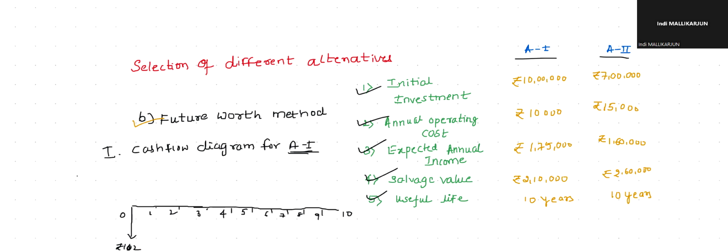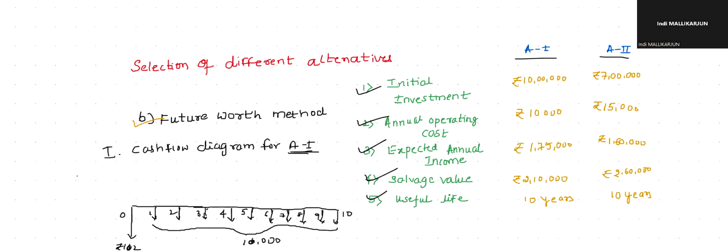Now, the annual operating cost. Operating cost is our outgoing cost. How much is it? 10,000 rupees for every year. The operating cost is 10,000 rupees.